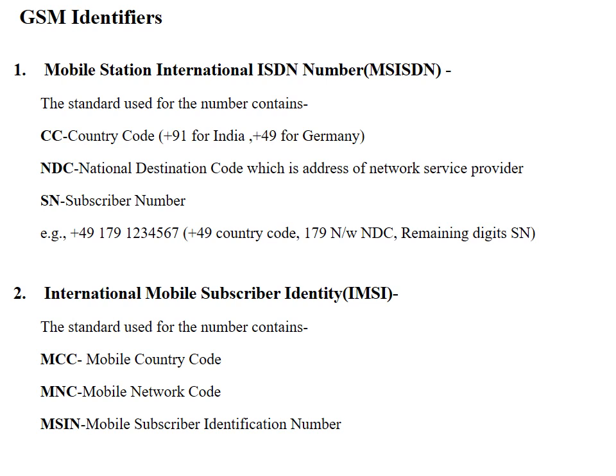The next GSM identifier is the International Mobile Subscriber Identity, IMSI. This number is used to uniquely identify the mobile station internally. It is a 15-digit number. It is the property of the network service provider and not known to the user. The standard used for this number contains MCC, the mobile country code, MNC, the mobile network code, and MSIN, the mobile subscriber identity number.